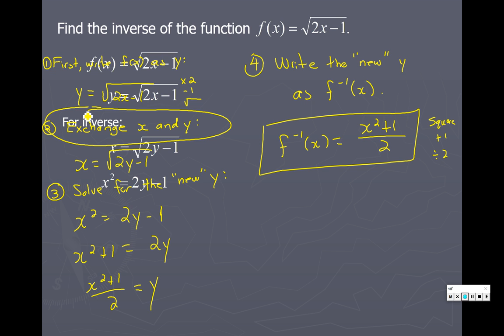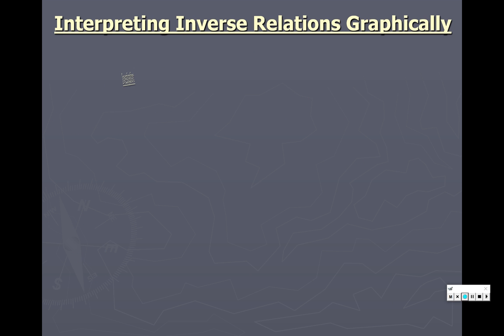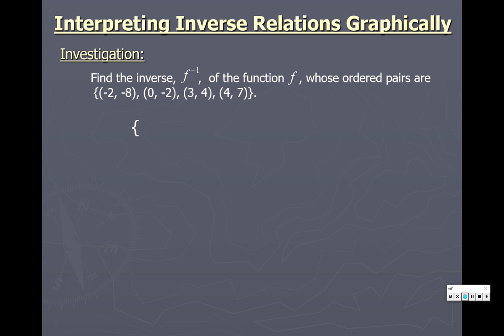And so when you've got some points like this, and they say, find the inverse of these points, you just exchange x and y. You're going to look for a trick here. You're like, is it really that easy? Yes. Finding inverses of points is just that easy. (-2, -8) becomes (-8, -2). (0, -2) becomes (-2, 0). (3, 4) becomes (4, 3), (4, 7) becomes (7, 4). You just literally invert the x and y on those points.